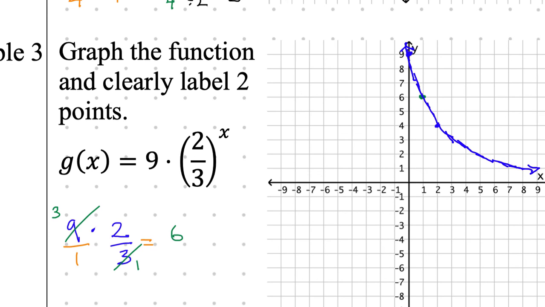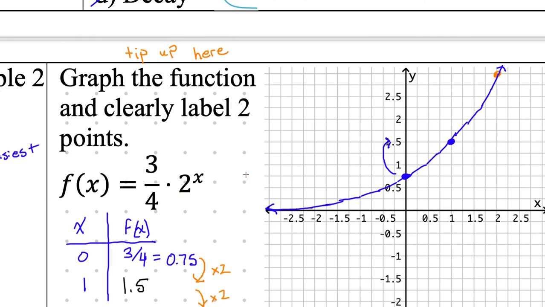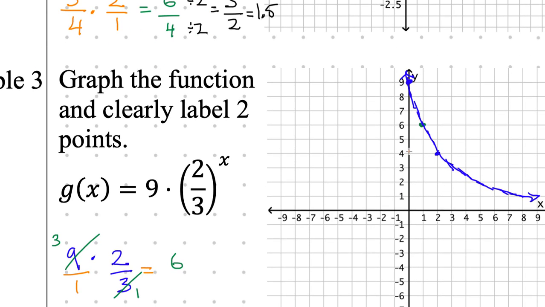And just a reality check before we end the notes. 2/3, that is less than 1, so I have decay. Oh, that looks like a graph of decay. I'm going lower and lower and lower. And reality check, this is a power of 2. 2 is bigger than 1, so it should be exponential growth. And hey, it is getting bigger and bigger and bigger. Everything is matching up with what we know. Cool, so that concludes notes 8-6. I will see you guys tomorrow.